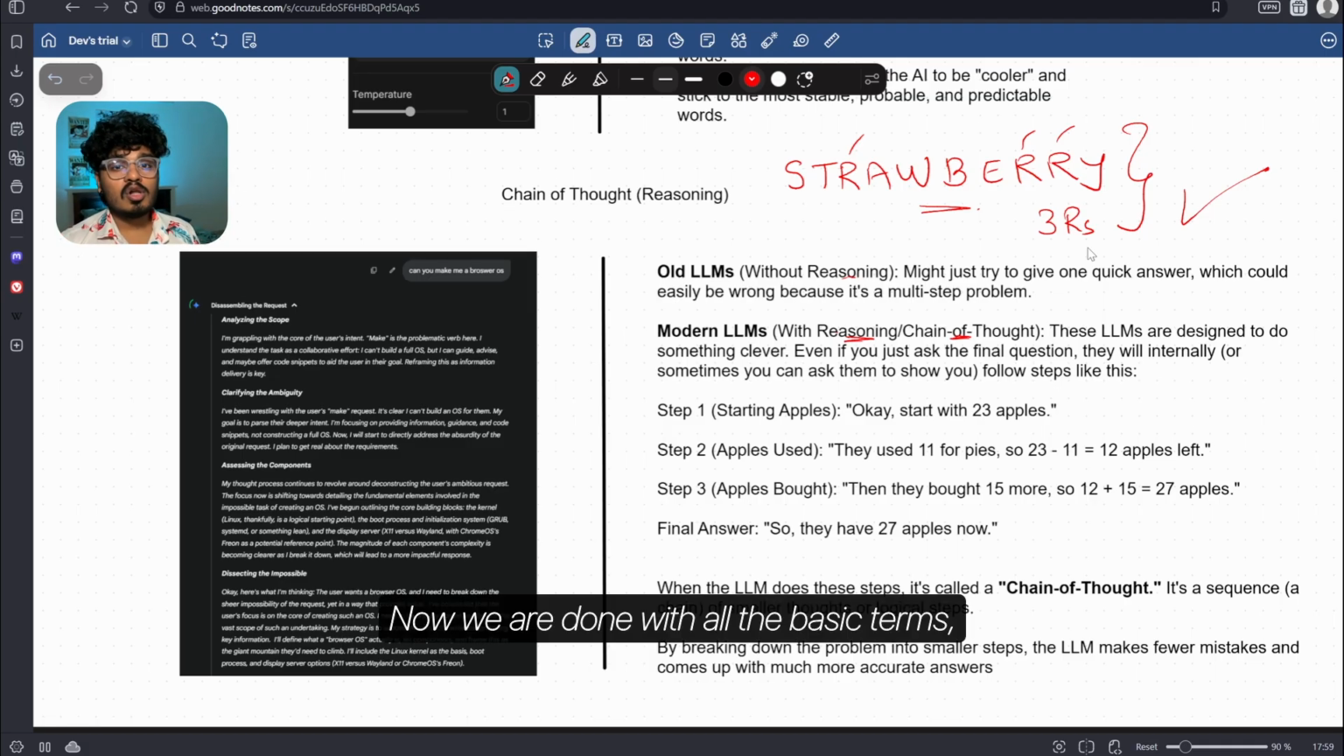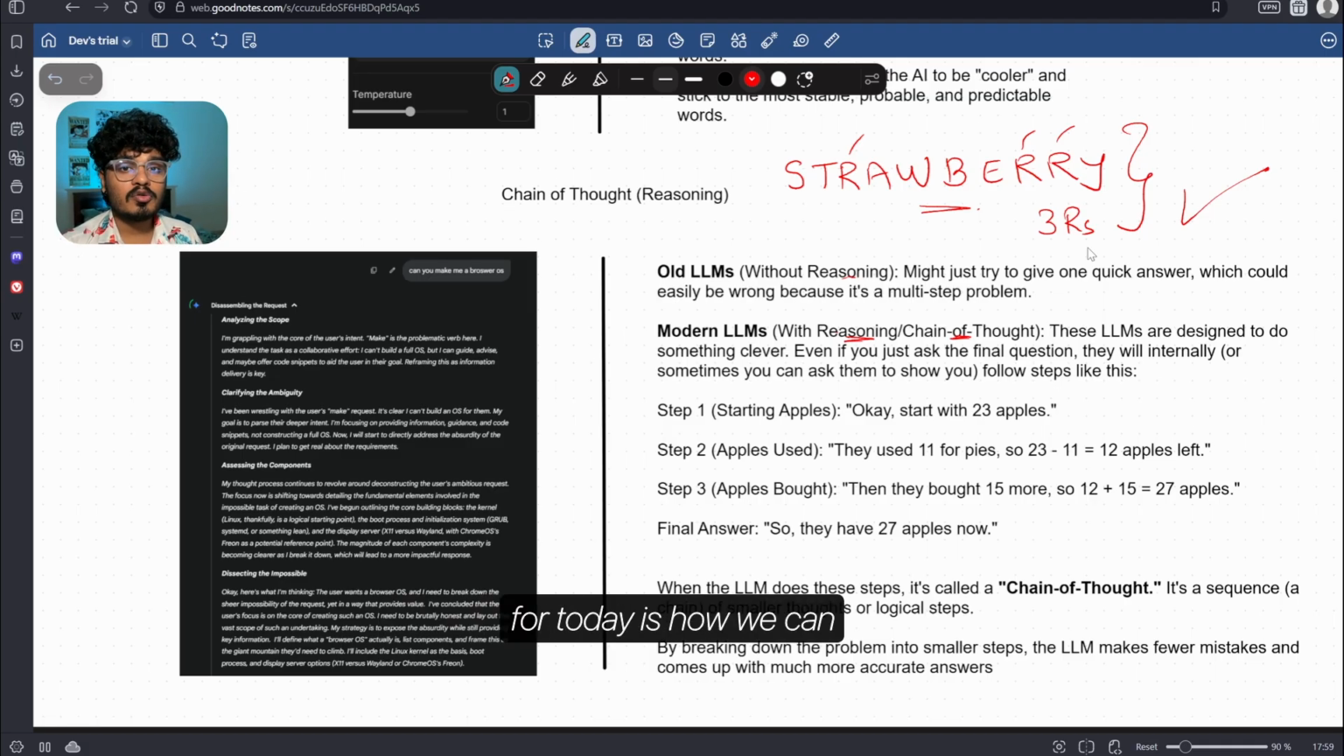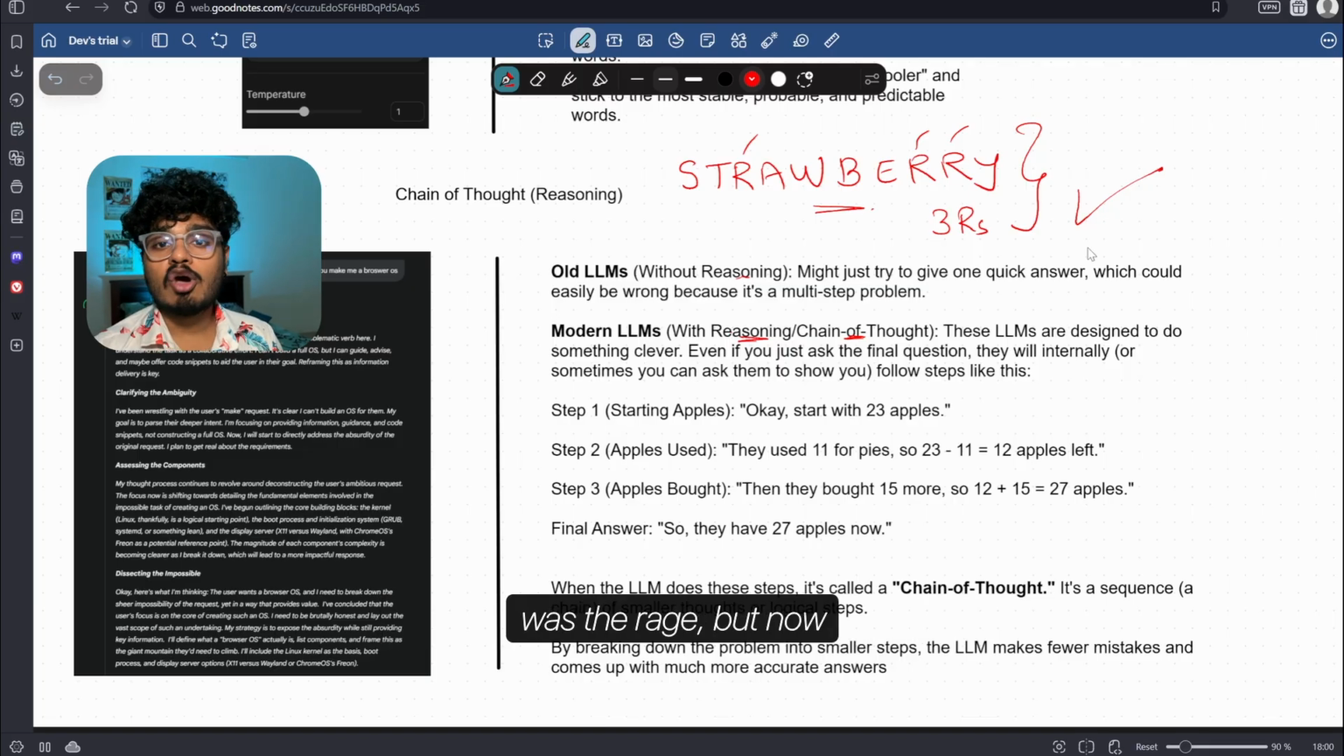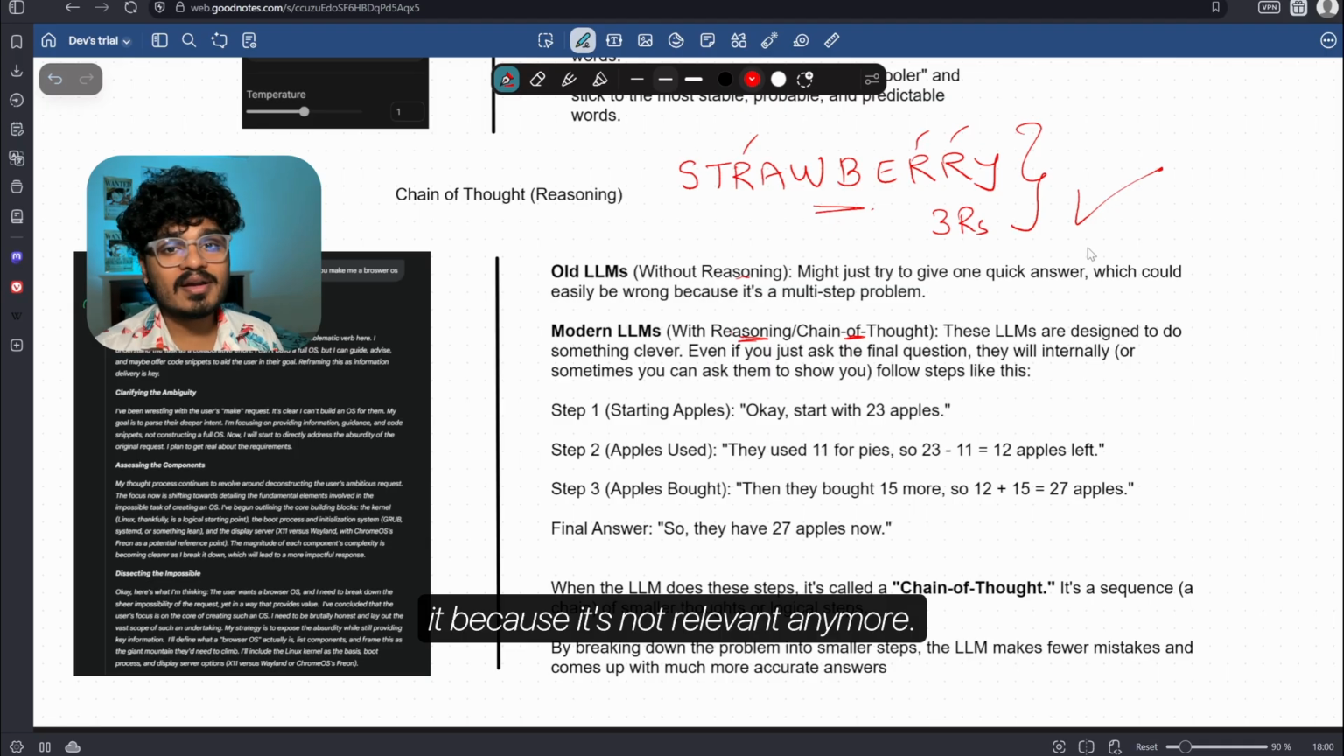Now we are done with all the basic terms. But the last topic for today is how we can actually get the right answers from an LLM. So there was this thing called prompt engineering, which is not very famous now, but it was. For the last 2 years, prompt engineering was a rage. But now people are not talking about it because it's not relevant anymore.